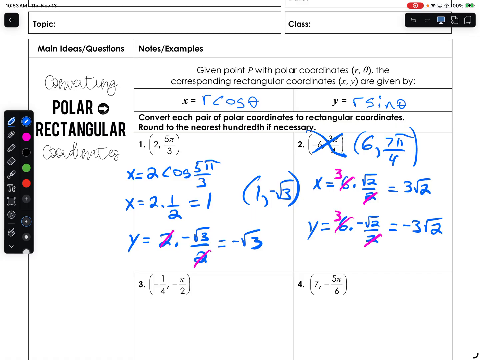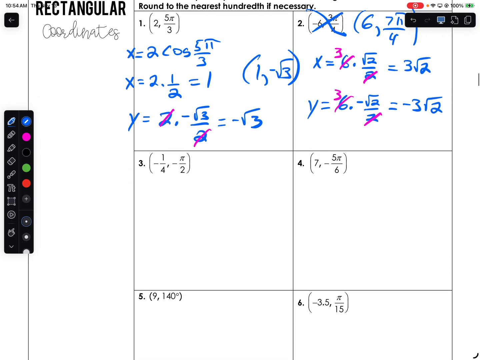Let's do number 4. So we have negative 5 pi over 6. So what radian value am I going to use? 7 pi over 6. Are we good with that? Right, so a 5 pi over 6 straight down is negative 5 pi over 6. Right, so 5 pi over 6 is in quadrant 2. I just draw a line straight down to 7 pi over 6. So I'm not going to use negative. I'm going to use 7 pi over 6.